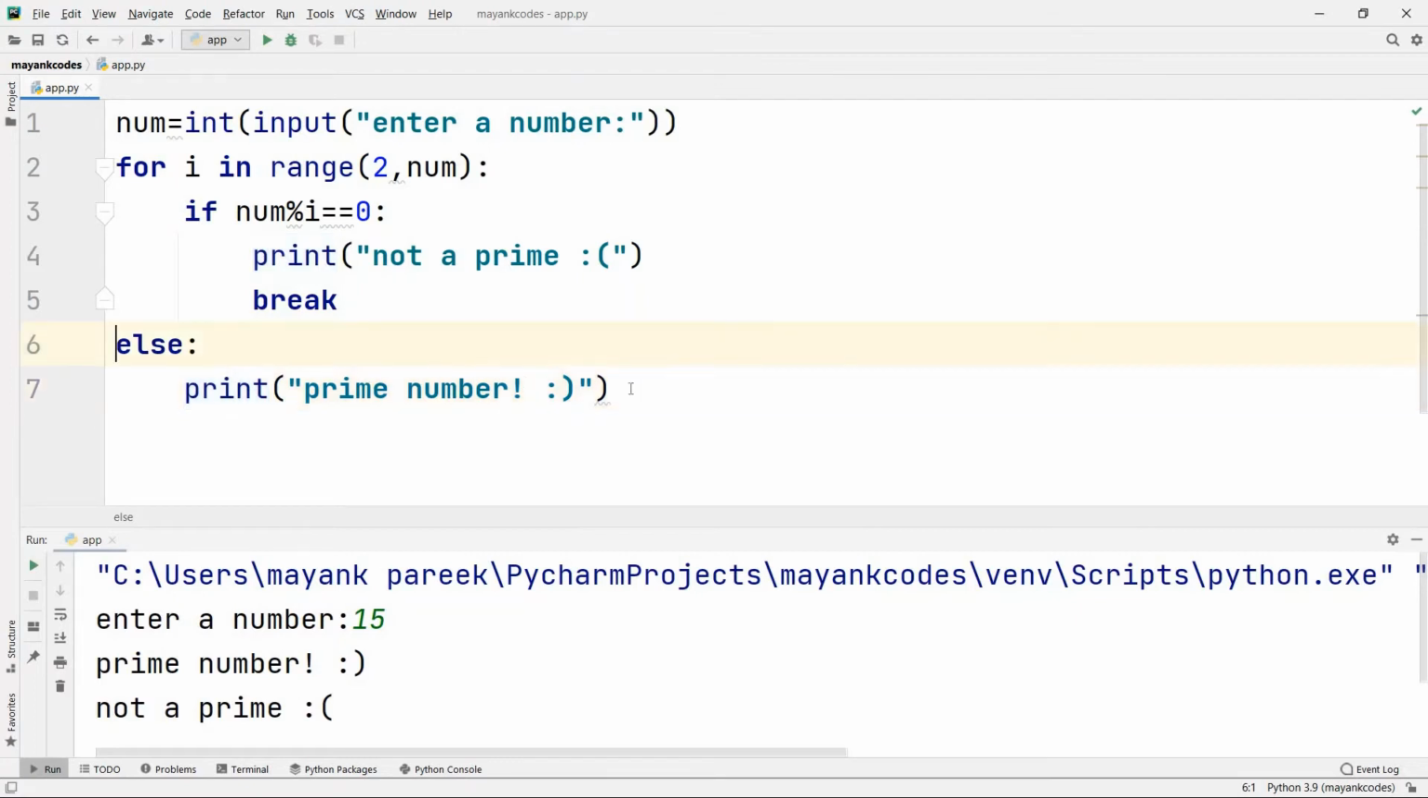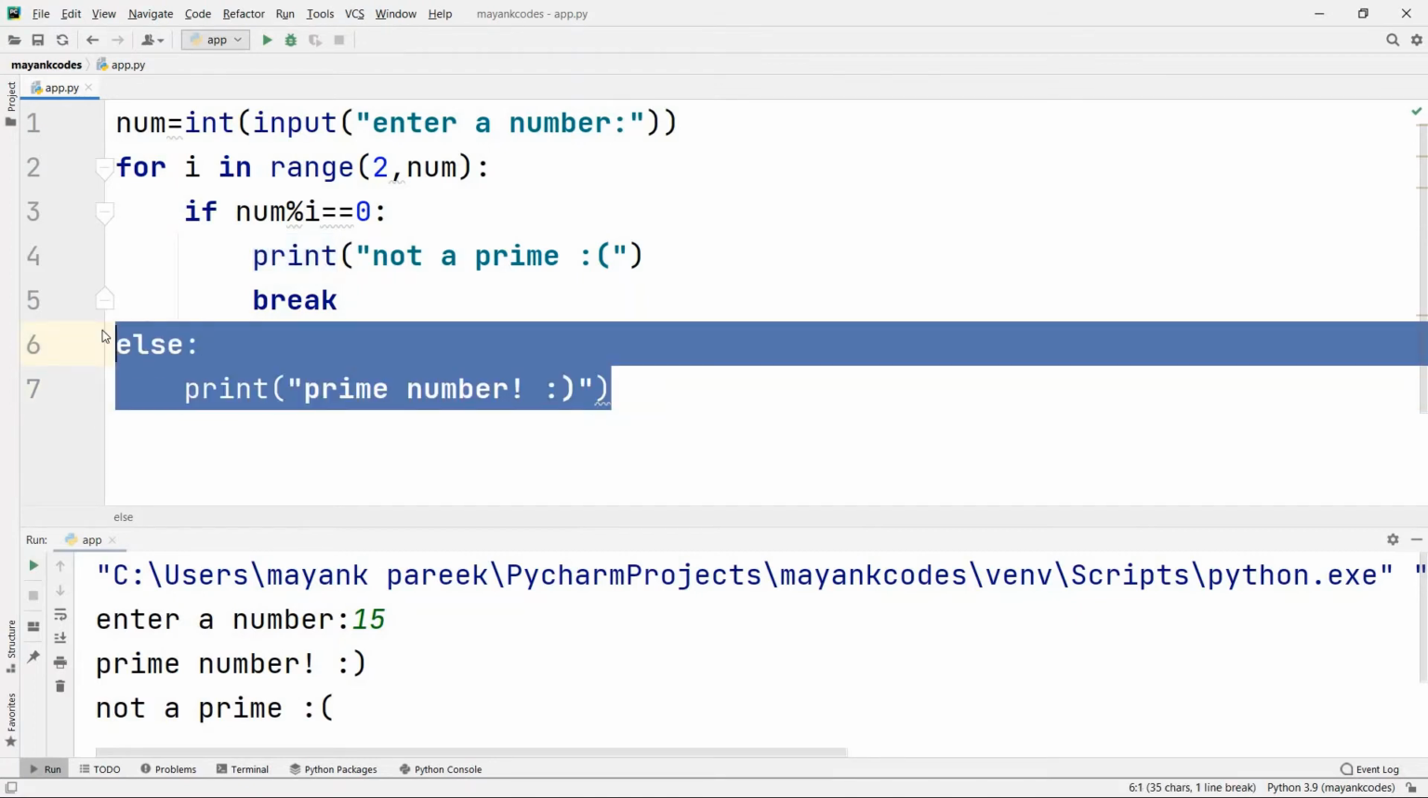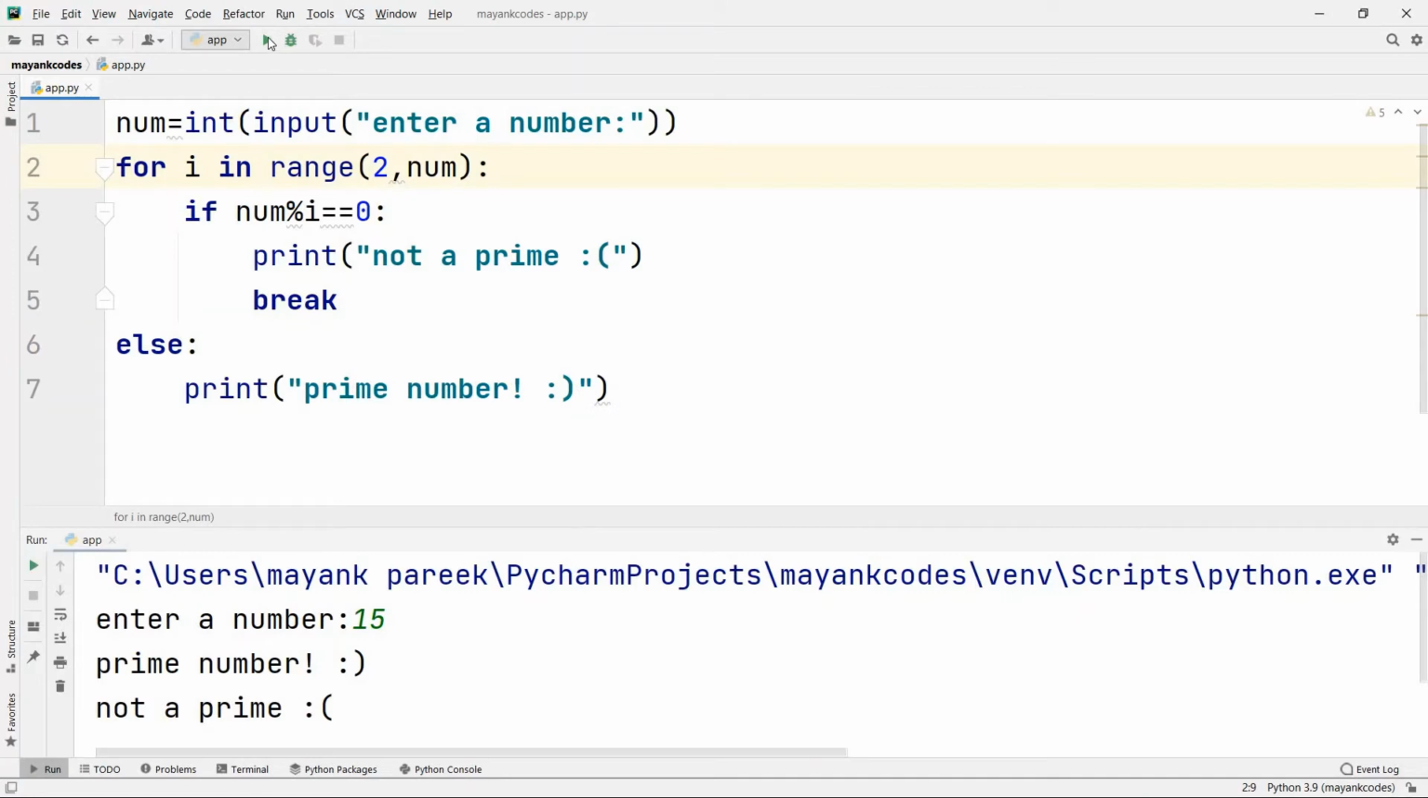If the for loop works through without a break, then I will be coming over here. Okay, so for else, we have already talked about this in our previous video, like how for else works. So if you don't know about for else, you can watch our previous videos. Now if I run this code, you can see I have solved the problem.